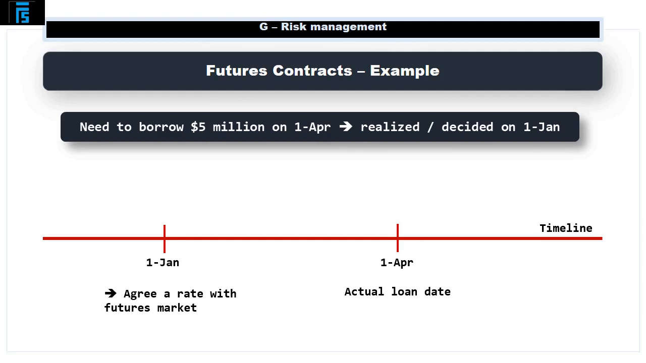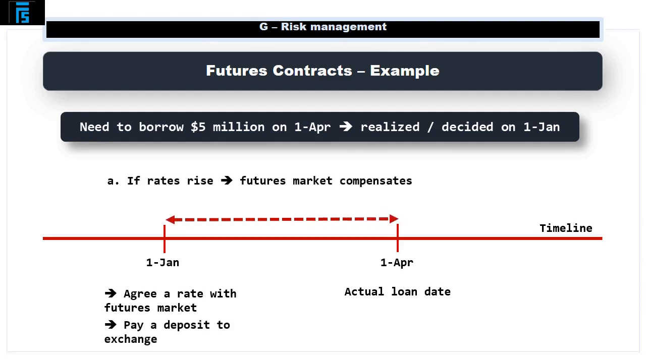At that point, on the 1st of January, we'll need to pay a deposit to the exchange. If by the time we get to the 1st of April rates have risen, the futures market will compensate us for the increase in rate. If the rate drops, we'll need to make up the difference and make a payment to the futures market.